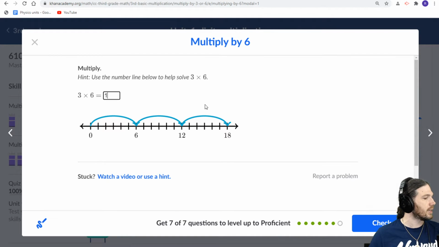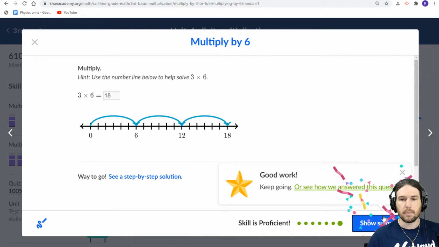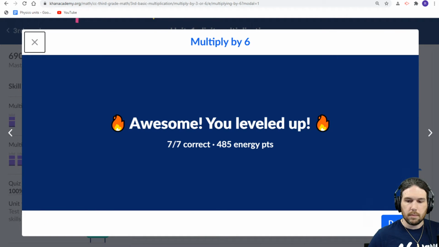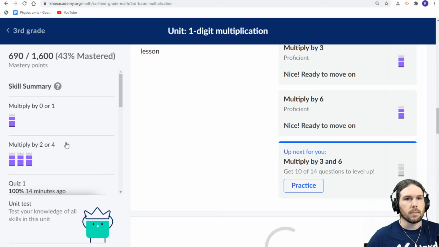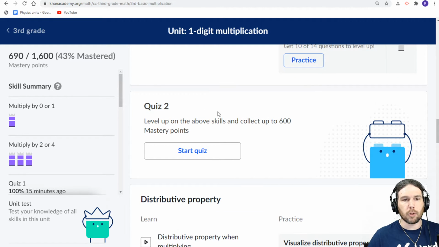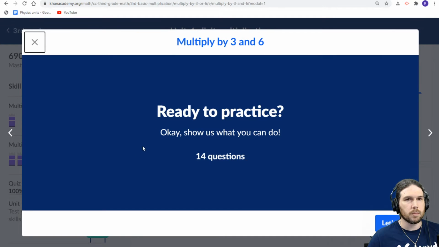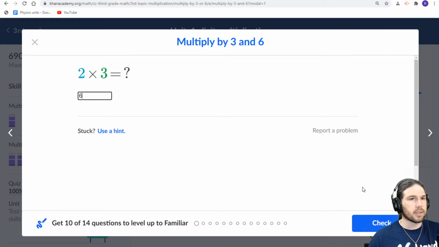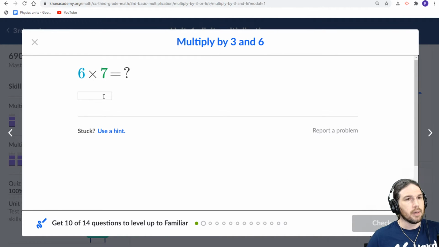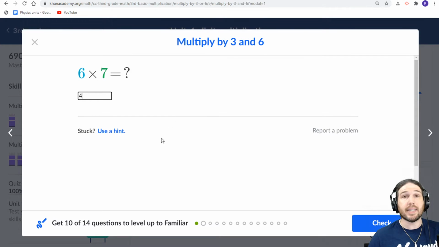3 times 6 is 18. And it even tells us right there. Boom, 18. That's multiplying by 6. We're going to move on to multiplying by 3 and 6. 2 times 3 is 6. We just described that in great detail very recently. 6 times 7, again, we already did this problem.